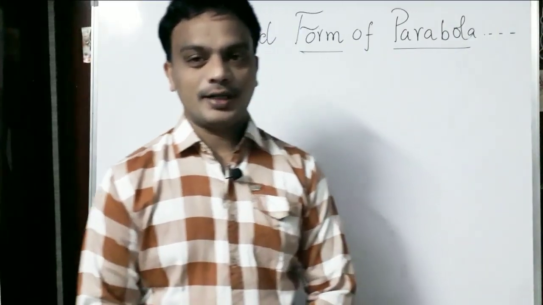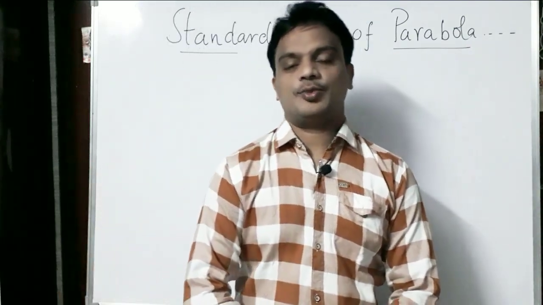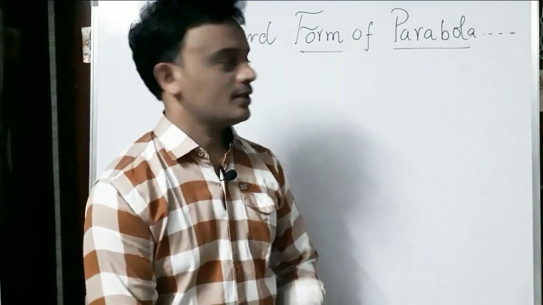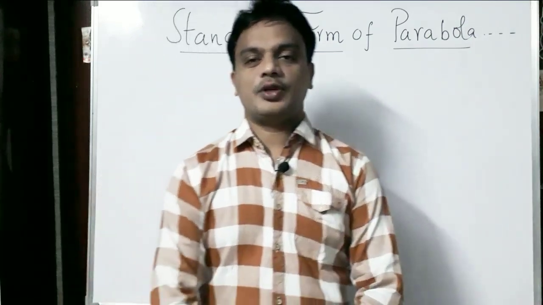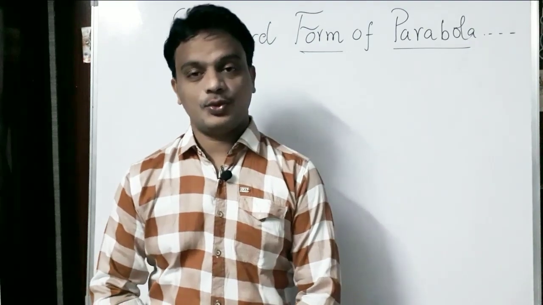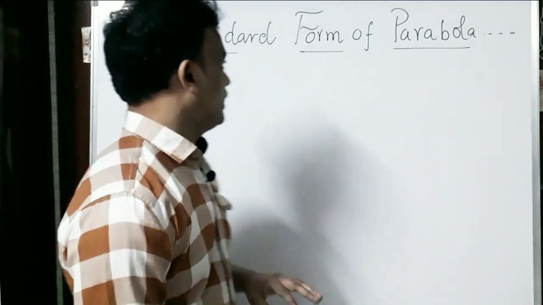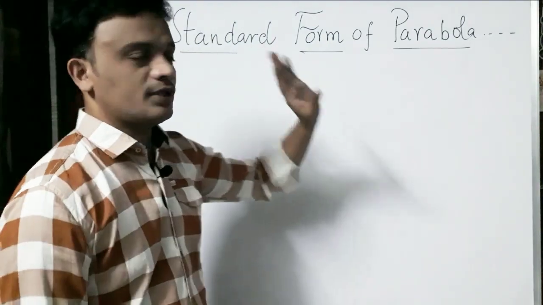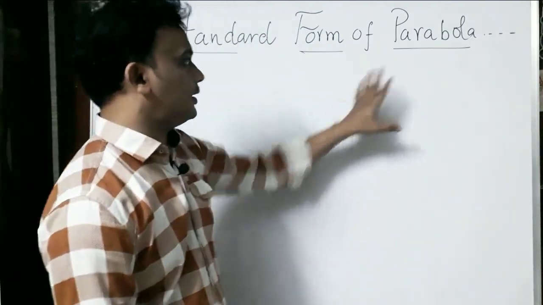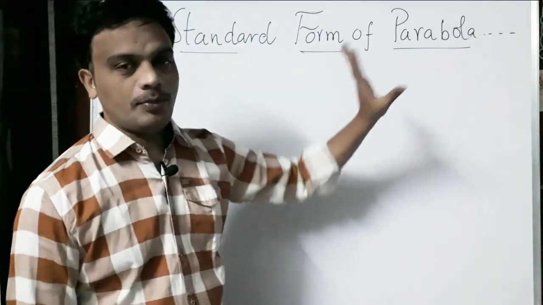So today our topic is the standard form of the parabola. From the previous videos we already discussed the basics of the conic sections, how the sections are formed from the double right circular cone, and some basics also in the second video. Today I am going to discuss one particular conic section, the parabola. So what is the standard form of the parabola?